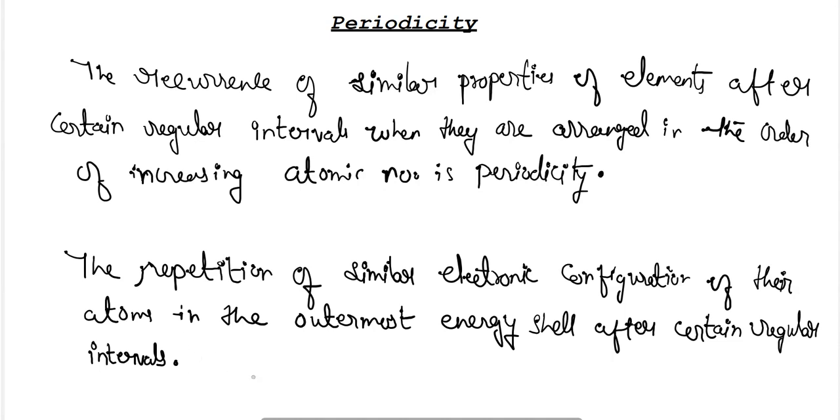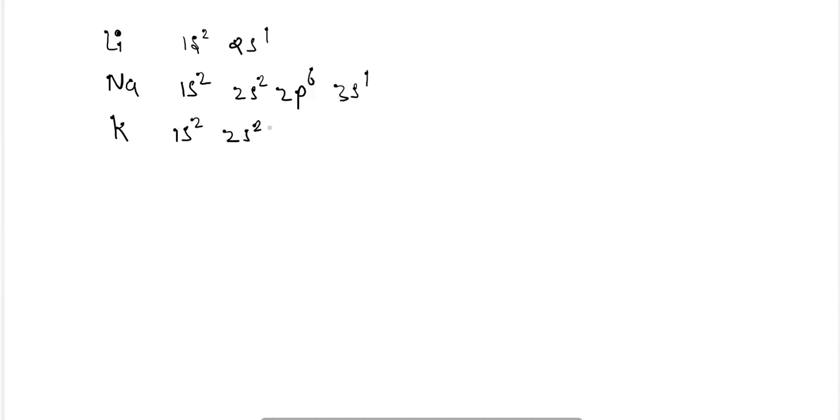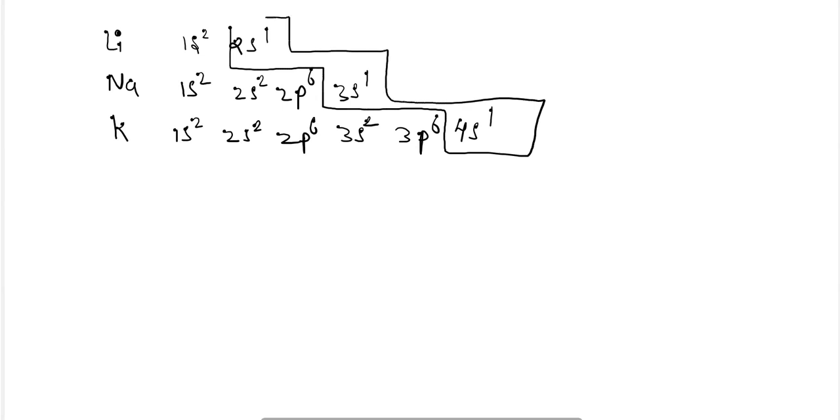As we know, generally lithium, sodium, potassium: if I look at 1s2 2s1, 1s2 2s2 2p6 3s1, 1s2 2s2 2p6 3s2 3p6 4s1, here we see the repetition of the same kind of nature in this type of element. So this shows the periodicity here.